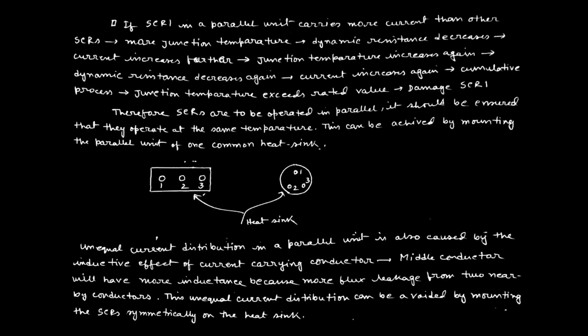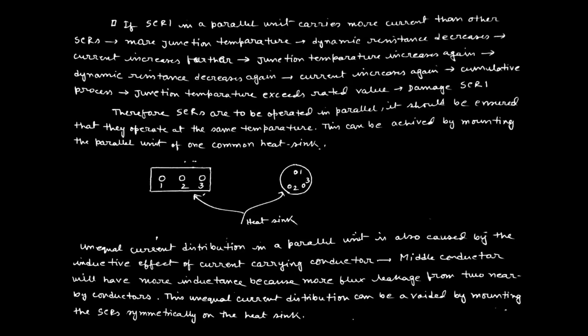If we implement a proper heat sink on which we mount all the SCRs, then the heat sink can take the extra heat, through which we can share an equal amount of current among all n SCRs. Therefore, when SCRs are operated in parallel, it should be ensured that they operate at the same temperature. This can be achieved by mounting the parallel units on one common heat sink.